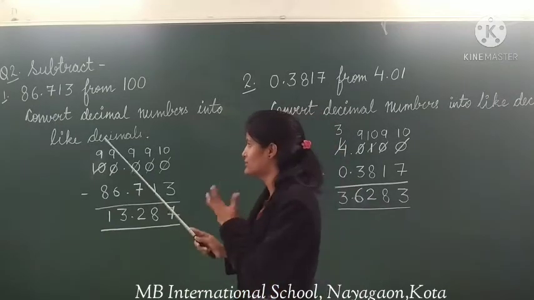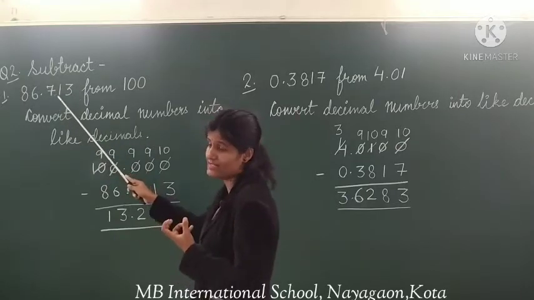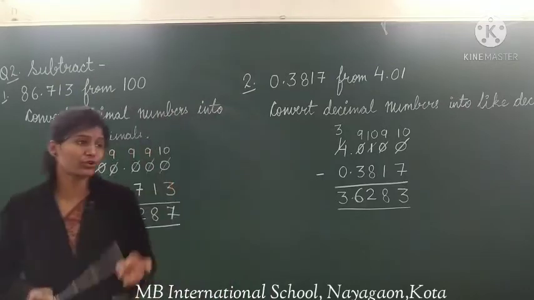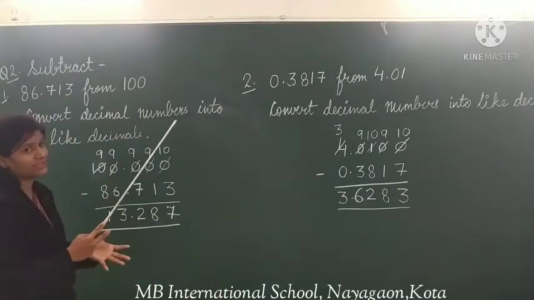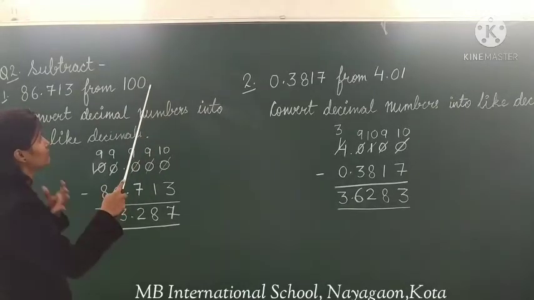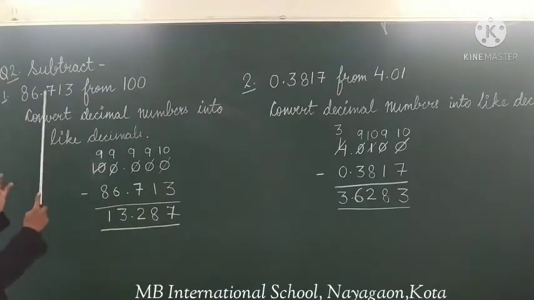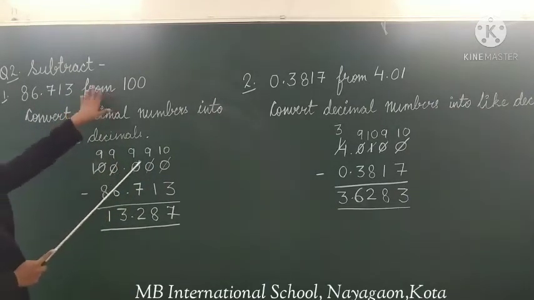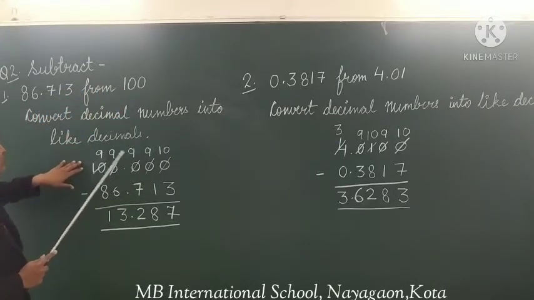Like decimal में हम numbers को convert करेंगे. Like decimal, it means it has the highest decimal places, 0.123. It means it has 3 decimal places. So now you have to convert 100 into like decimal. आपको 100 को किस में convert करना है, like decimal. Put decimal and then 3 zeros after decimal. So now subtract 86.713 from 100. So write 100 on above.